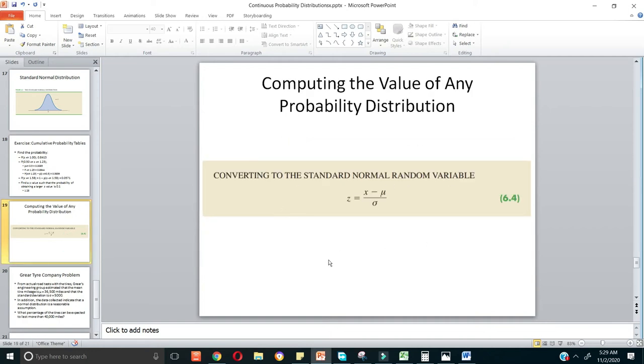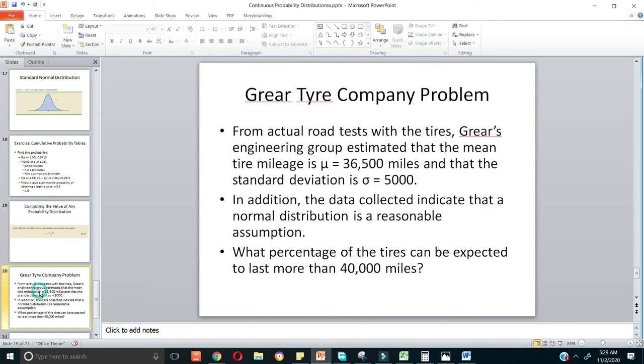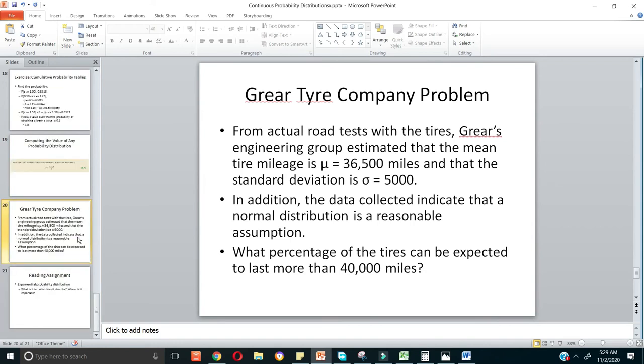I think this is very familiar. This is really the same formula from chapter 3 for computing the z value. So once you compute the z value, it's the z value that you use to search on the cumulative probability distribution table. Let's just have an example here for the Greer Tire Company.